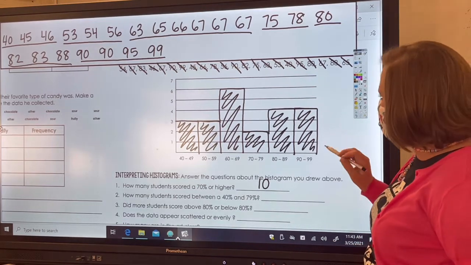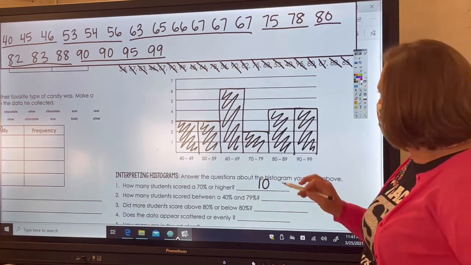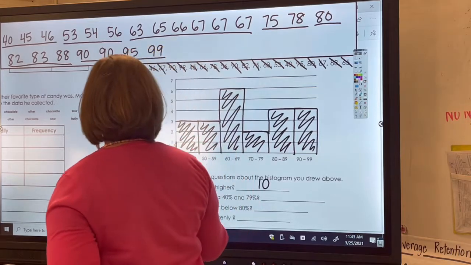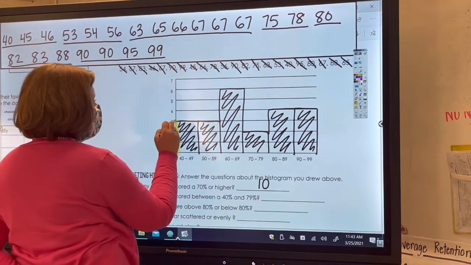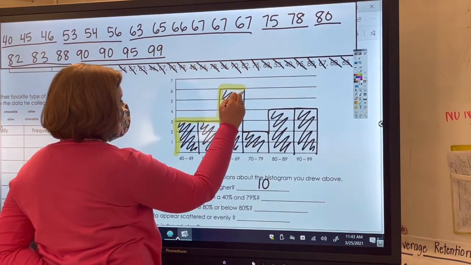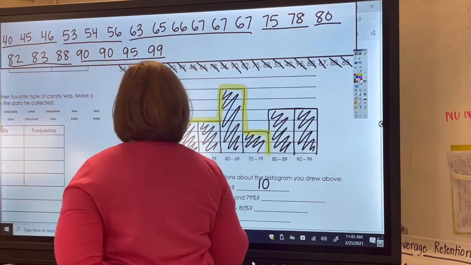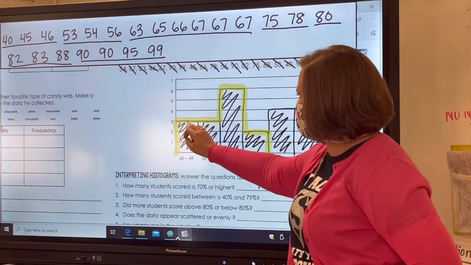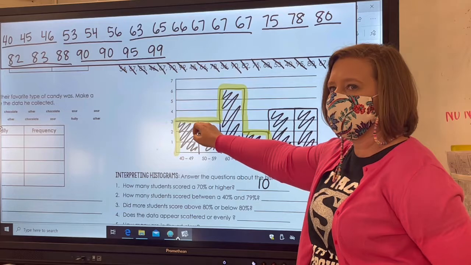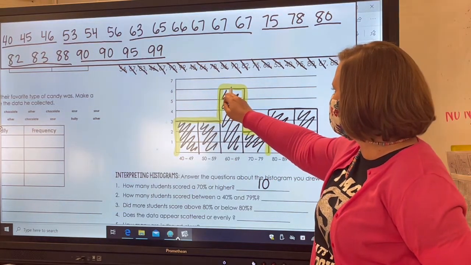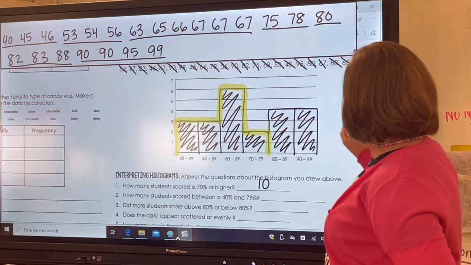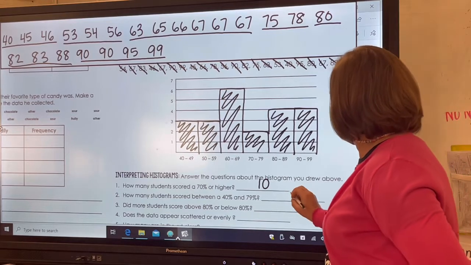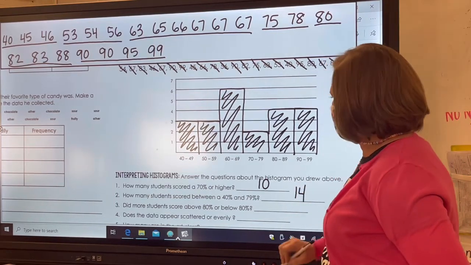All right, now it wants to know how many students scored between 40 and 79. So we're going to start here at 40 and go all the way to 79. So we have 3 plus 3 is 6 plus 6 is 12 plus 2 is 14.